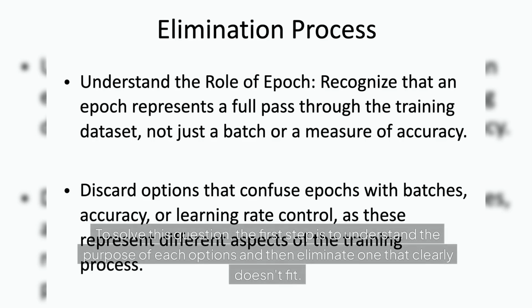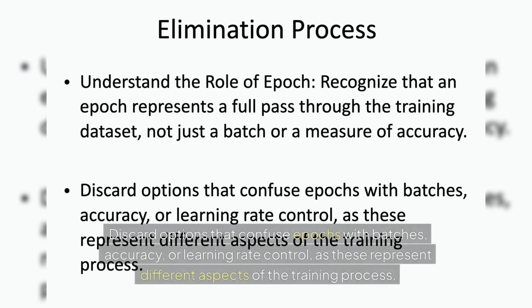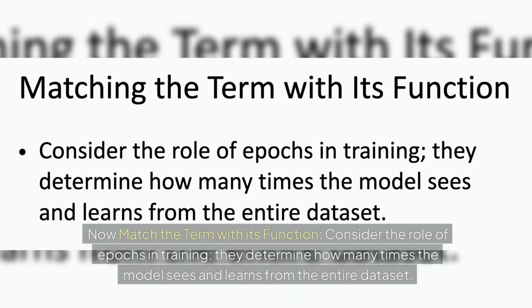To solve this question, the first step is to understand the purpose of each option and then eliminate the ones that clearly don't fit. Understand the role of epoch. Recognize that an epoch represents a full pass through the training dataset, not just a batch or a measure of accuracy. Discard options that confuse epochs with batches, accuracy, or learning rate control, as these represent different aspects of the training process. Now match the term with its function. Consider the role of epochs in training. They determine how many times the model sees and learns from the entire dataset.